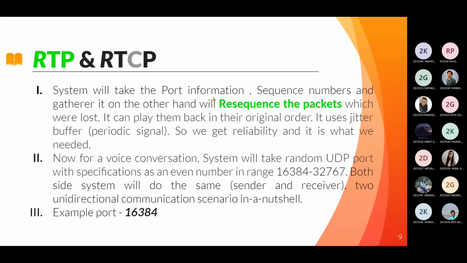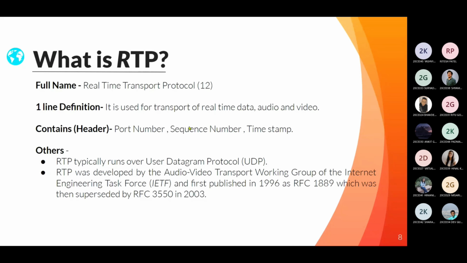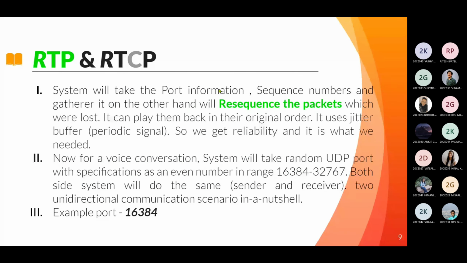As I told you, it has a port number in the header, port information, and a sequence number, and it will gather it on the other hand, and we will resequence the packets which were lost. This is what we need. UDP had no reliability in it, but this port information, this sequence number, and the packet loss will be gathered on the other side system, that is on your end. It will resequence the packets and replay the lost things. So it will make it reliable along with UDP.